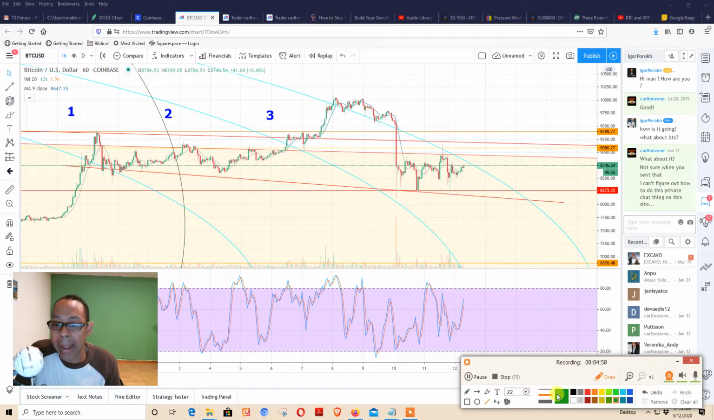Whenever you bounce along a line of support, if it's a horizontal line or even a ring, if you keep testing this line 2 or 3 times, the last time it's going to fall. It's going to go through that.